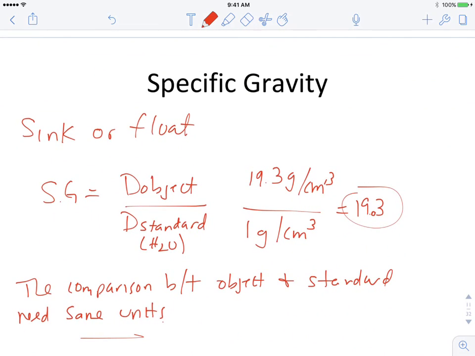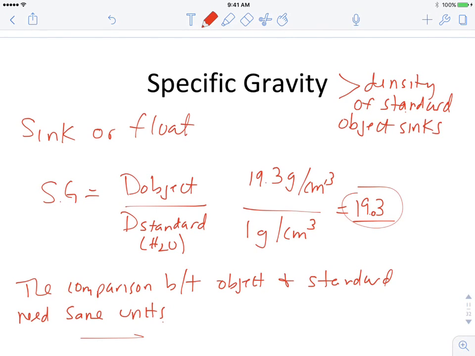Specific gravity is basically telling you if an object sinks or floats. So when I look at gold's density, it's 19.3. Its specific gravity is also 19.3. Since the specific gravity is greater than the density of the standard, what ends up happening is the object will sink. If the specific gravity was less than the standard, the object would float.